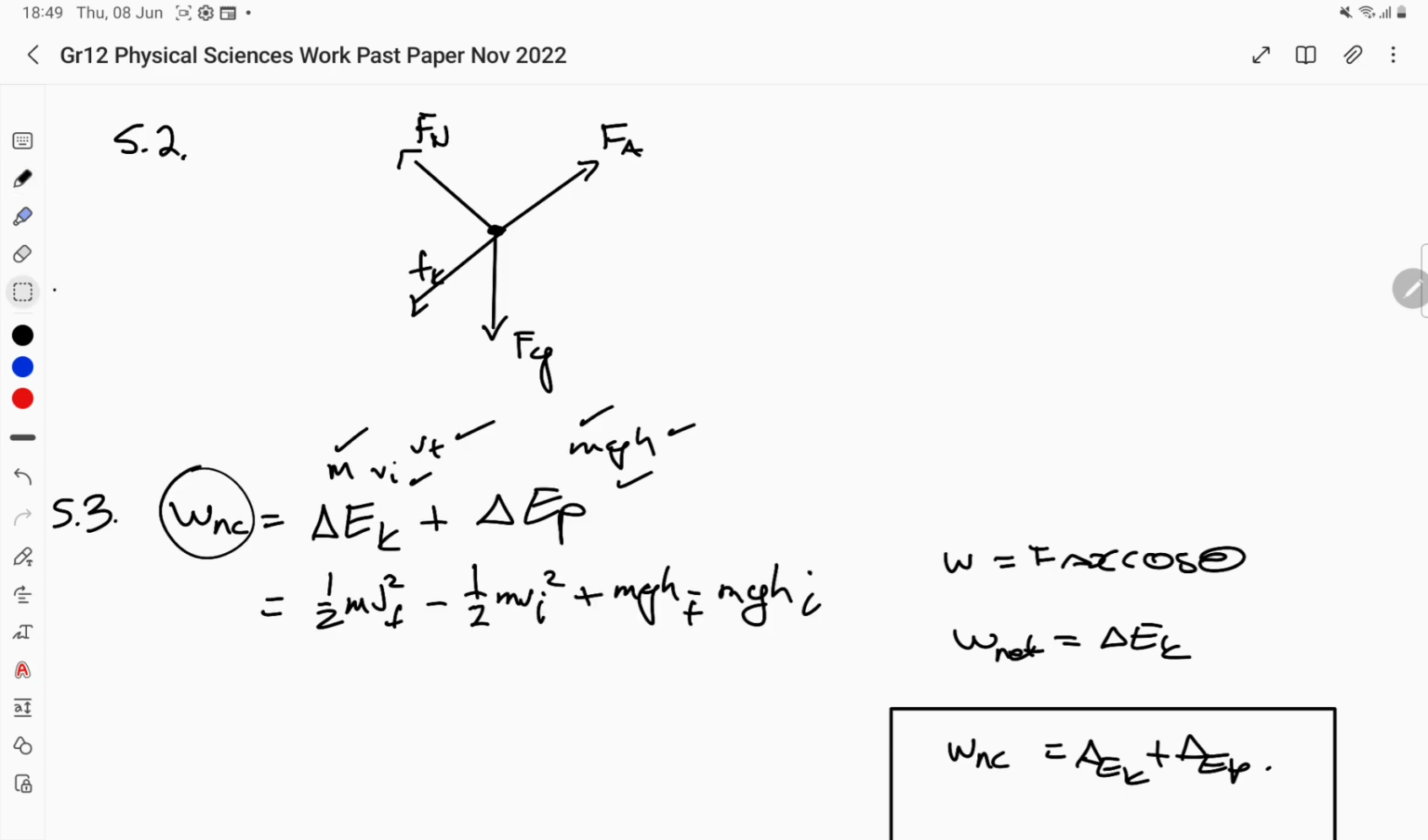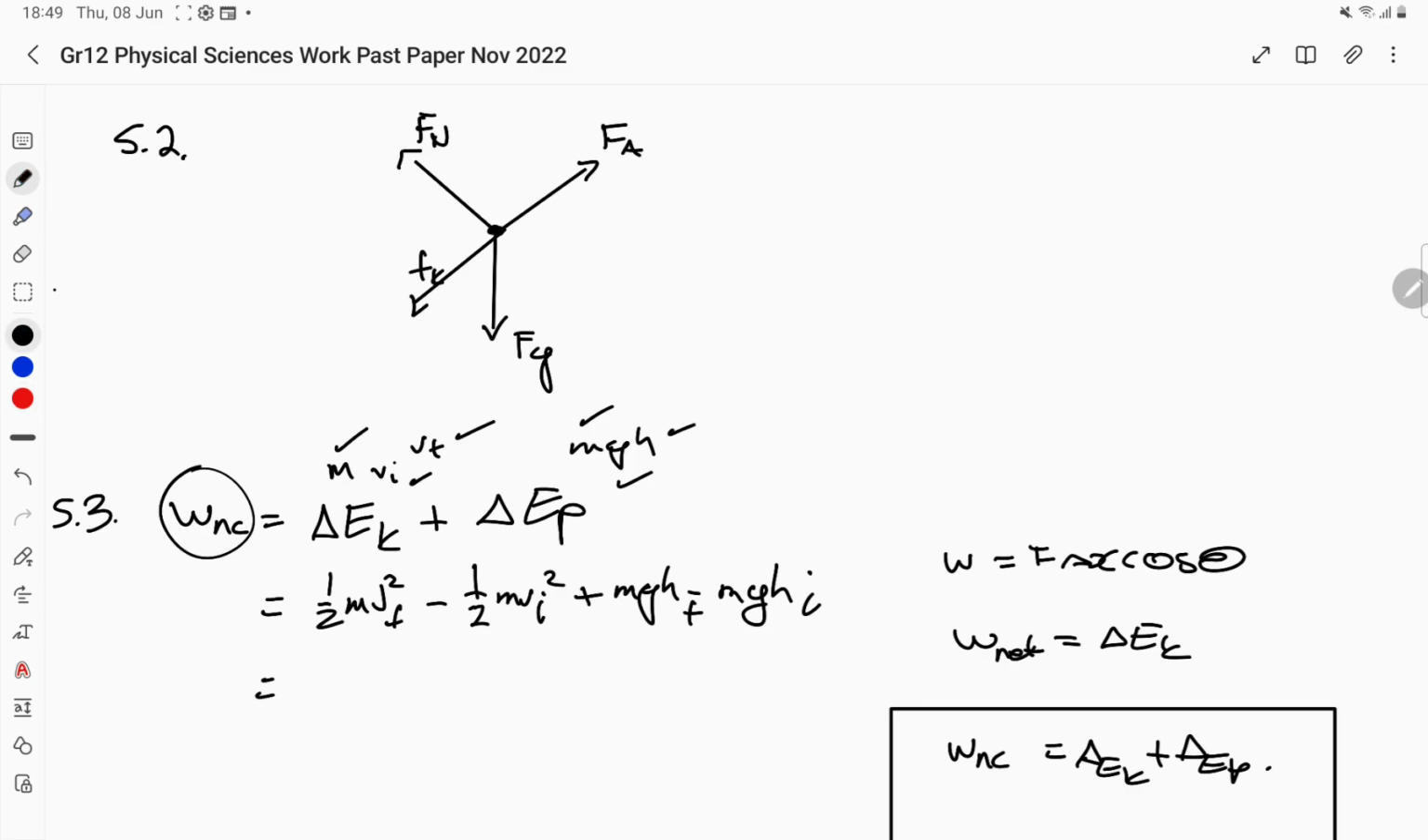All right, so I broke it up, and we know the mass, final velocity, initial velocity, gravitational acceleration, and height. We know all these things. So this is going to be an easy 4 marks for us.